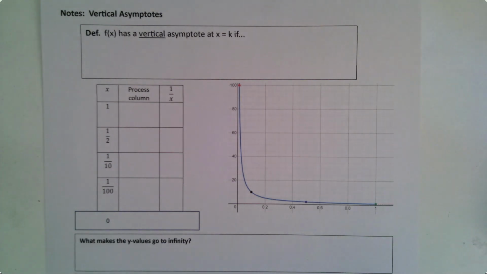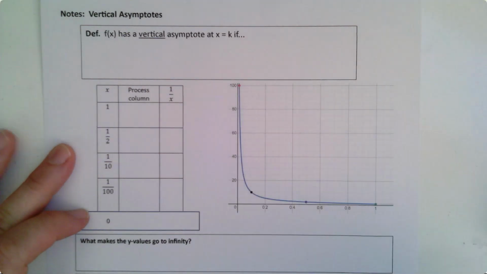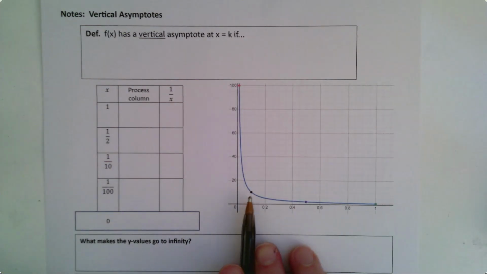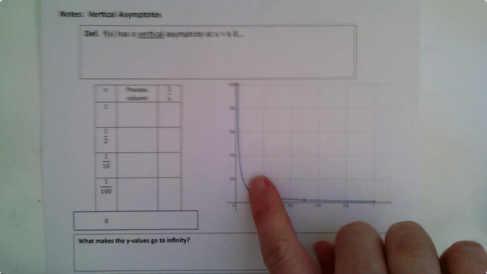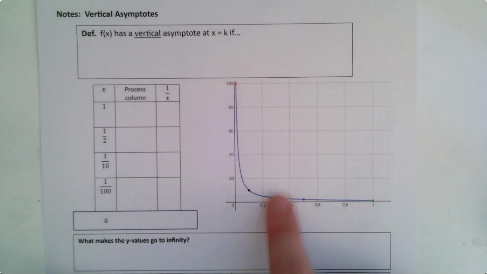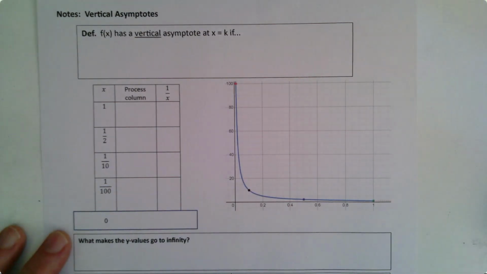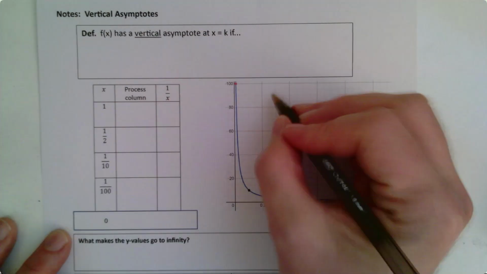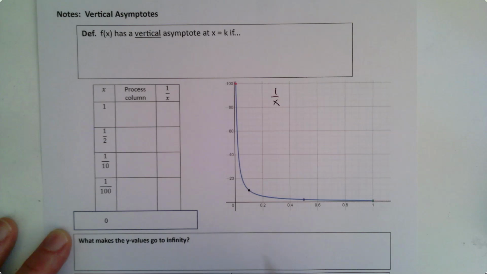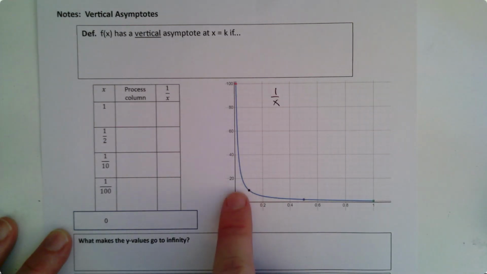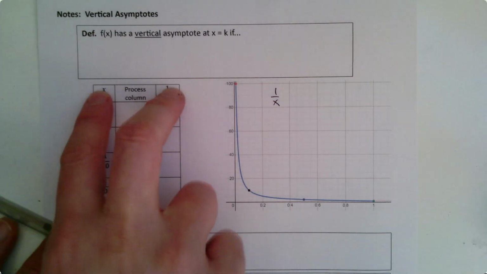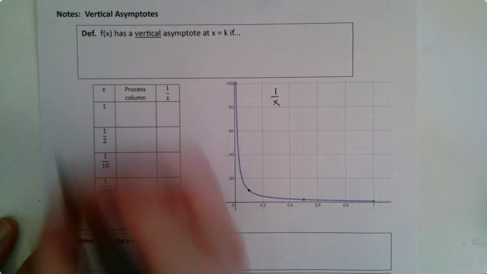Okay, so we'll say that a function has a vertical asymptote at x equals k if, as the x values get closer and closer to that particular number, the y values are going up to infinity or down to negative infinity. So we've seen this before with the 1 over x function. Here, as the x values get closer and closer to 0, the y values are going up towards infinity. And let's actually calculate them here with the data table.